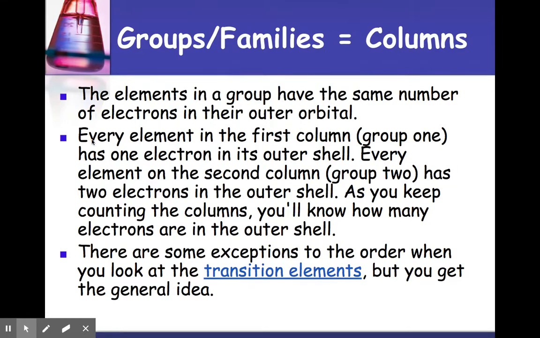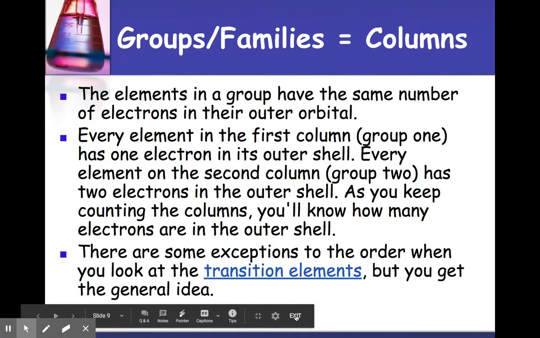So every element in the first column, group 1, the alkalis, like I was telling you, has a single electron in its outer shell. Even a really big element like francium, which has 87 electrons altogether, has only one electron on that outer shell. You go to the second column, or the second family. Those are called the alkaline earth metals, and those actually have 2 electrons in their outer shell, and so on. So based on the column that it's in, that will tell you how many electrons are on the outside.